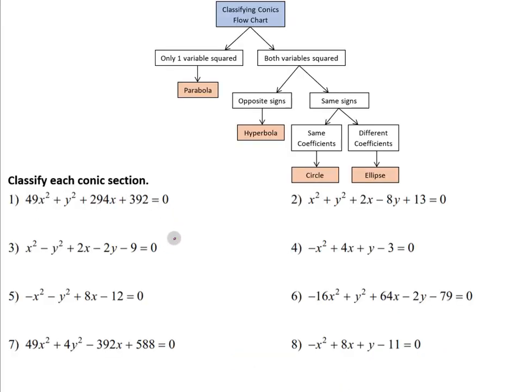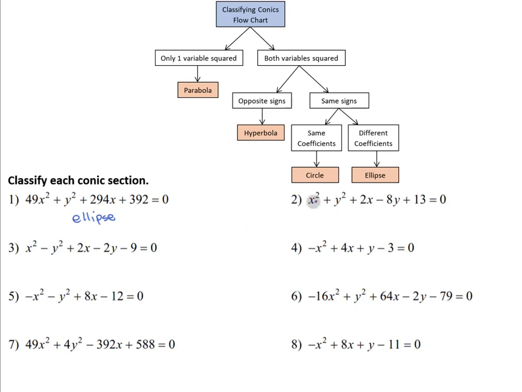Okay, so here's a bunch of examples, and we're going to use our flowchart to classify these very quickly. So classify each conic section. First thing I notice in number 1, I see both x and y are squared, so we can rule out parabola. And they're both the same signs, so we can rule out hyperbola. Then we look at, do they have the same or different coefficients? Well, 49 and 1 are very different. This must be an ellipse.